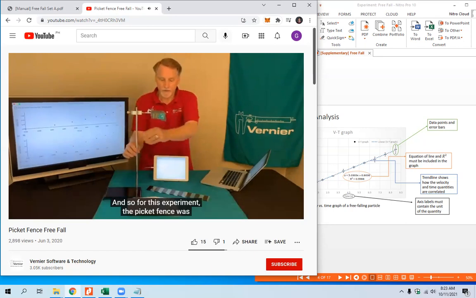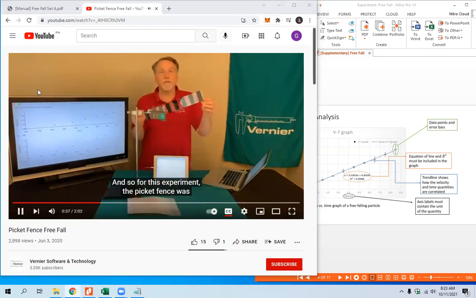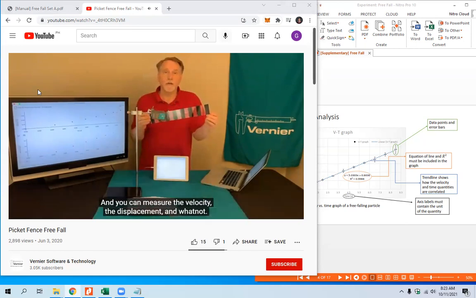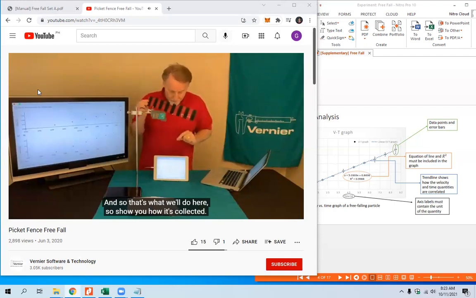So for this experiment, the picket fence was dropped through there, and you can measure velocity displacement. So that's what we'll do here. So show you how it's collected.